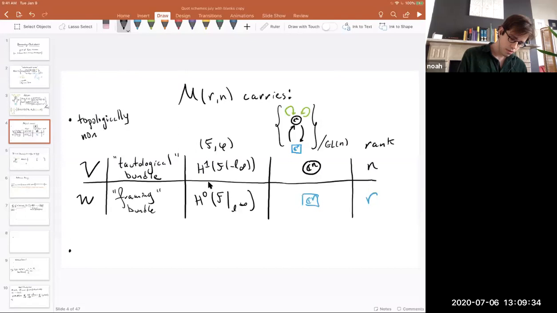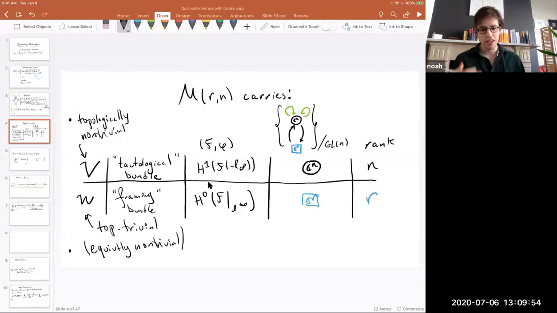But this W, there's no GLR acting. This W is topologically trivial. But it's important to note that it's equivariantly non-trivial. This framing torus A acts on these fibers with some non-trivial character that we'll write down later.